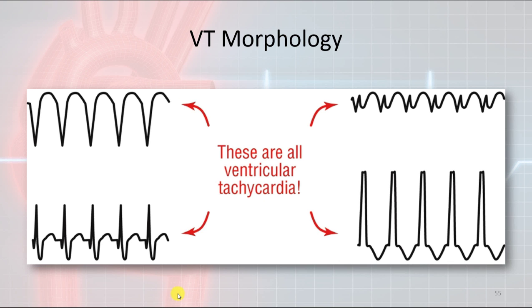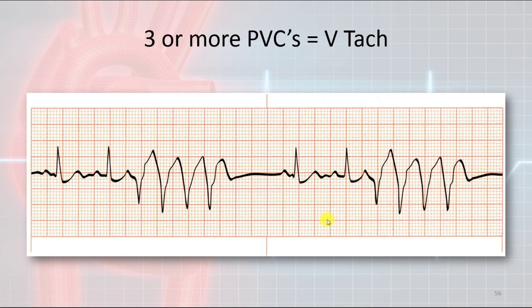Unfortunately, there are several different morphologies that you could develop with ventricular tachycardia. All of these could be classified as a VTach, even this one right here, which looks a little weird. Most of the time, VTachs are pretty clear. Usually they're these right here. A lot of times they will be something like that right there. If you see those morphologies, you can pretty much assure that the person is in ventricular tachycardia. Like I said before, 3 or more PVCs in a row is considered a ventricular tachycardia.